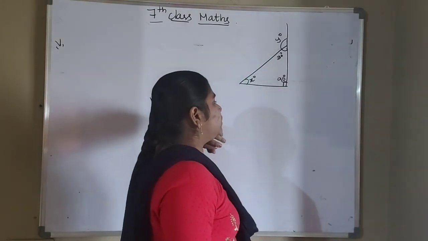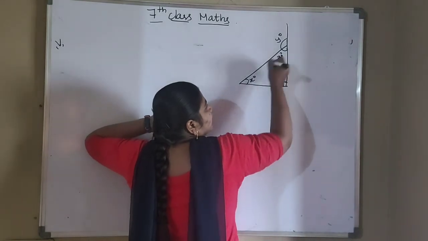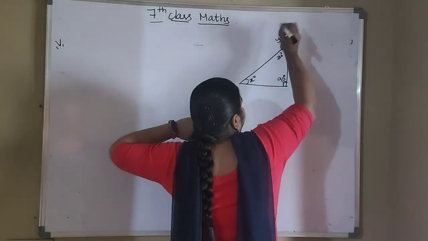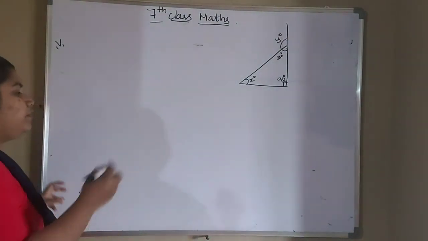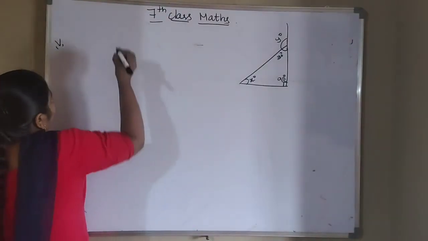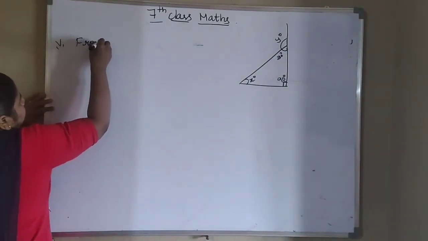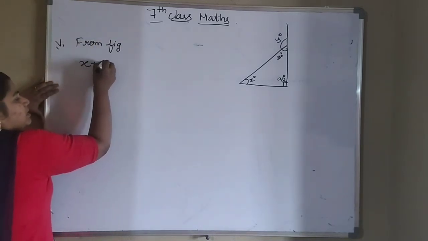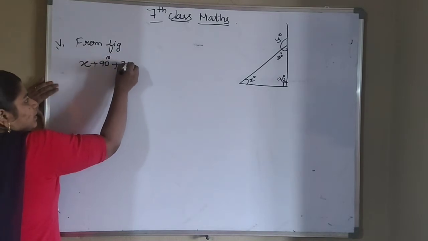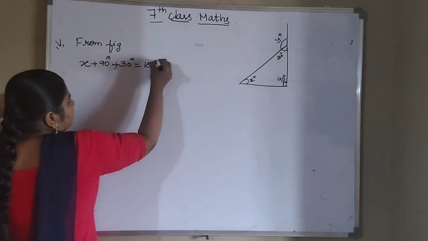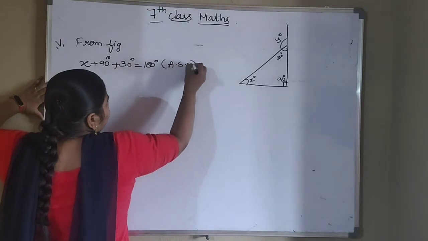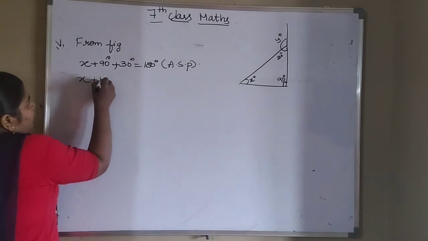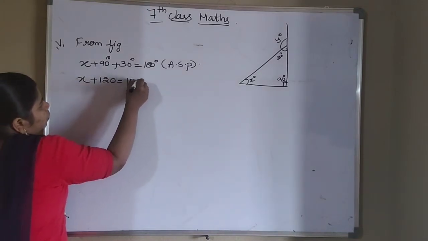So how to find the x value? The x value we can find by using the angle sum property, and this y value we can find in the form of linear pair. So first, which value will we find? We will find the x value. So from the figure, x plus 90 degrees plus 30 degrees will be equal to 180 degrees, because by using the angle sum property, 90 plus 30 will be equal to how much? 120, equals 180.